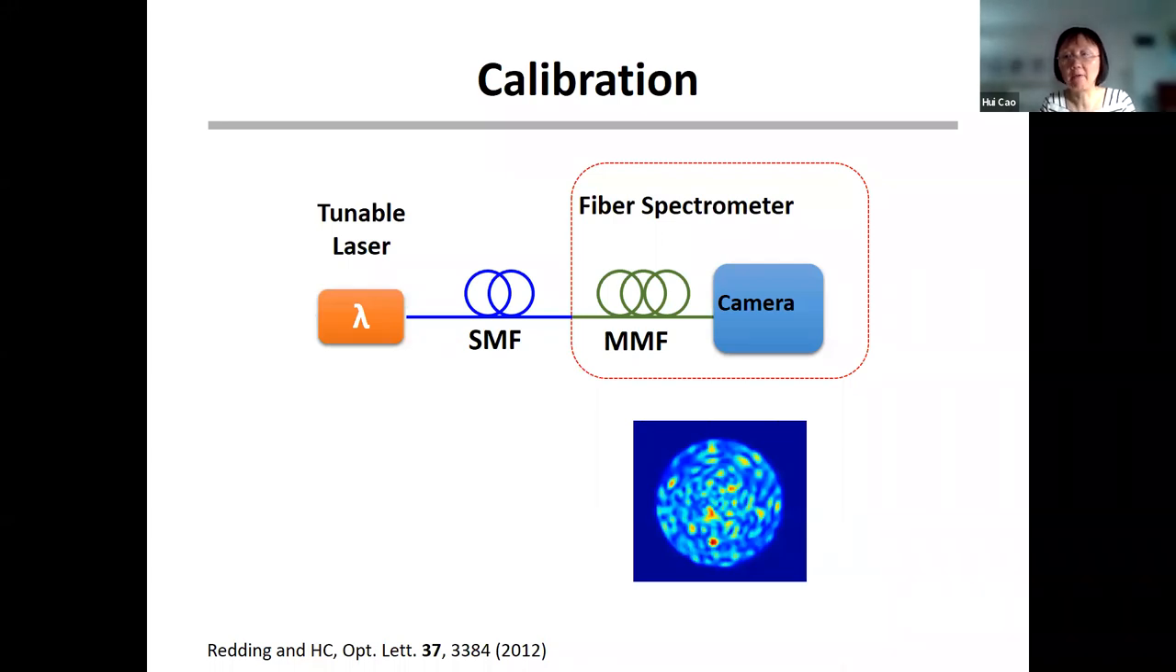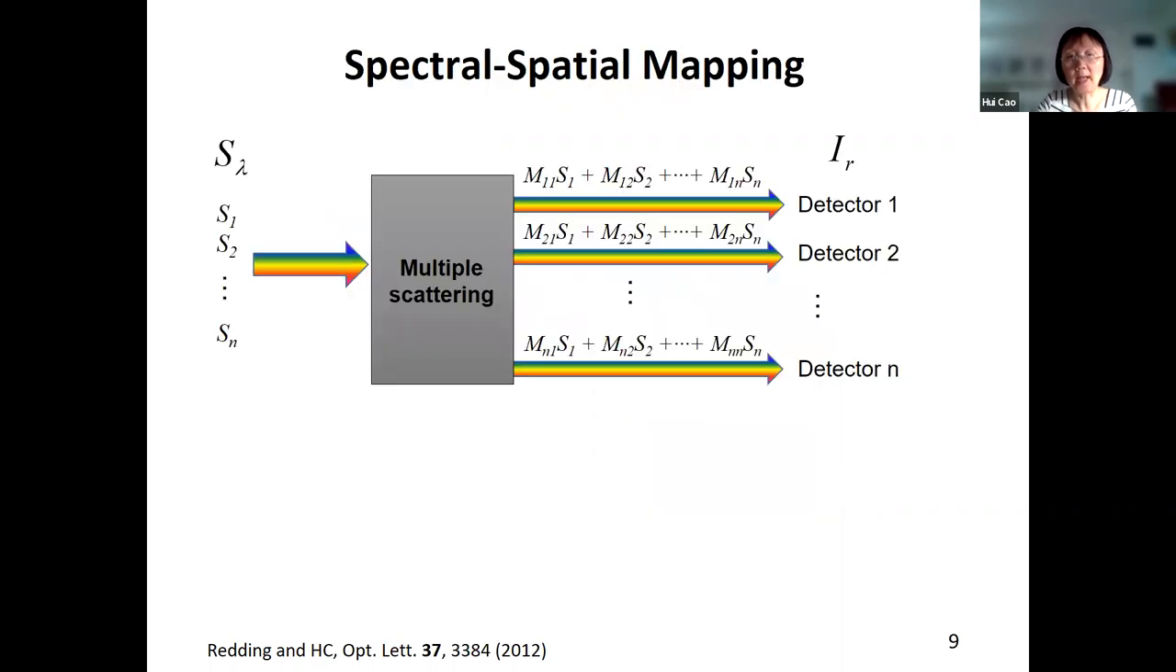But as I said, we want to recover many different spectral channels simultaneously from a single shot. So for that, we build a matrix to map the input spectrum to the output spectral pattern. Let's consider that our input light has many different frequencies, that is, different wavelengths with different intensities, S1, S2, until Sn. Each wavelength will generate a different spectral pattern on this camera or detector array.